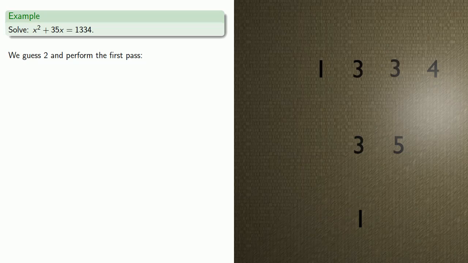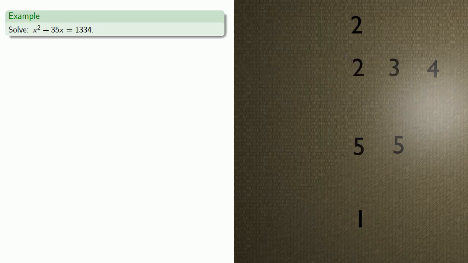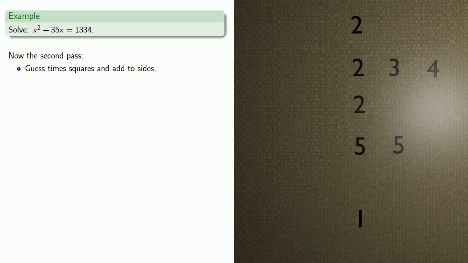And so we'll guess 2 and perform the first pass. So guess times squares and add to sides. Guess times sides and subtract. Now, in the square root procedure, we would have doubled the partial root and replaced the sides. But because we already had some sides there, we have to do something a little bit differently. We have to do what we can call a second pass. We're going to take guess times squares and add to the sides.